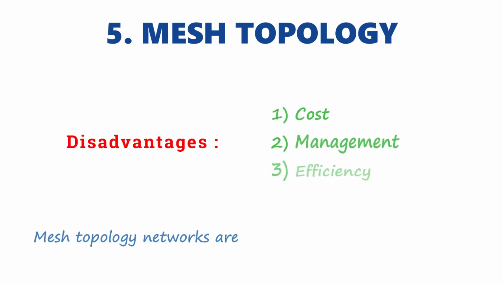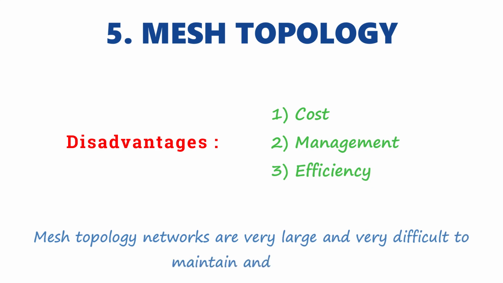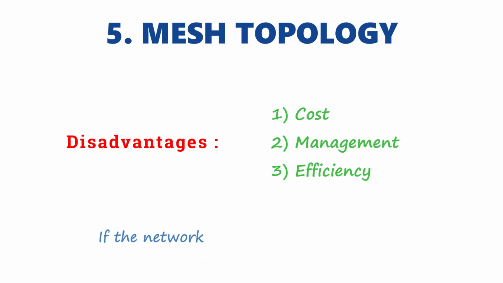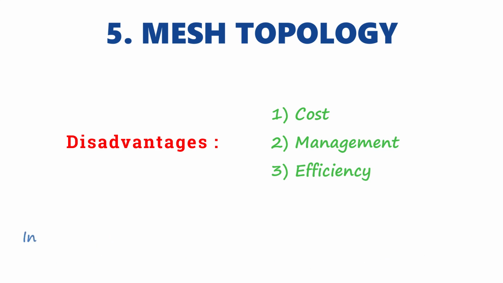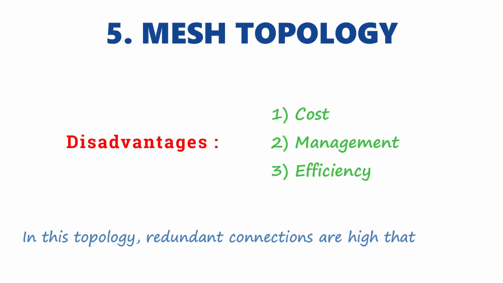Mesh topology networks are very large and very difficult to maintain and manage. If the network is not monitored carefully, then a communication link failure goes undetected. In this topology, redundant connections are high, which reduces the efficiency of the network.